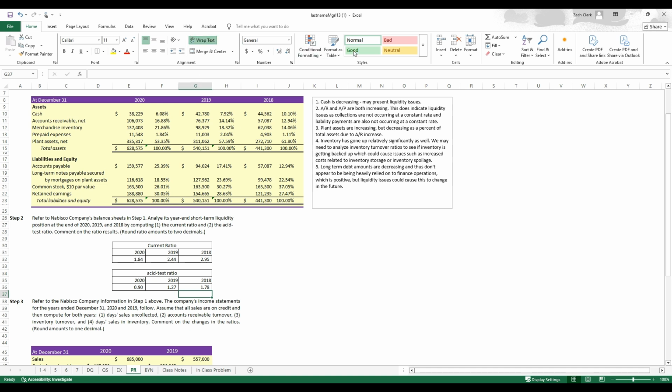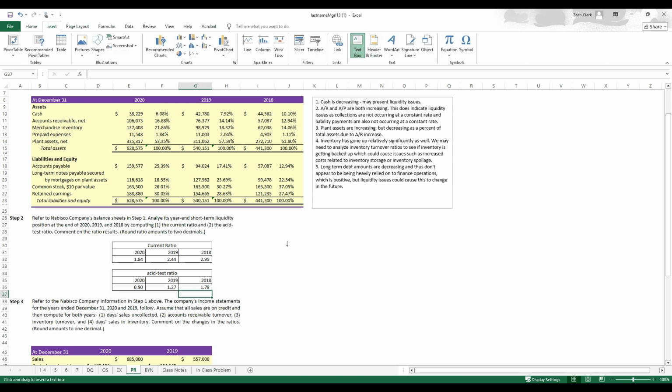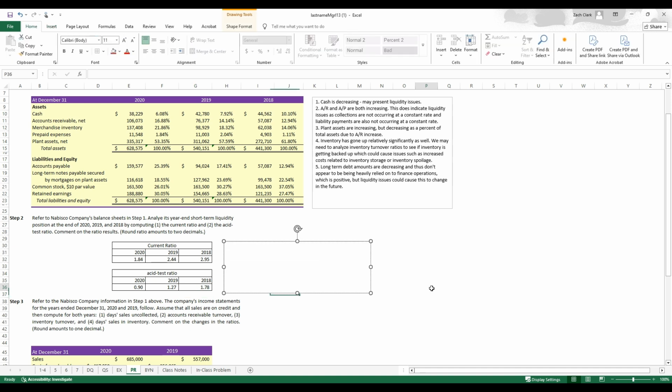Okay, and then we want to comment on our results again. So let's insert a text box here. What do we want to say about the results? I think we've already spoken to what's going to happen up here, but we can essentially say both the current ratio and the acid test ratio have decreased, which indicates a liquidity problem, as further noted and described above.